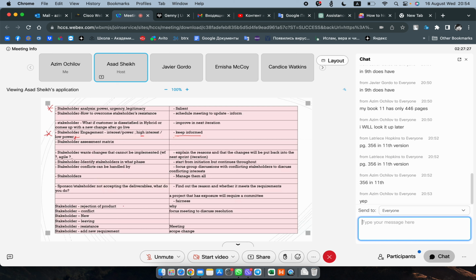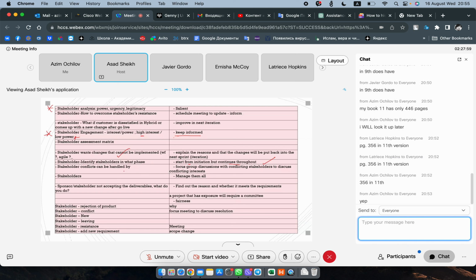Let's go back to this one, stakeholders. So we talked about stakeholders wanting changes that cannot be implemented. We said they're going to have to go to the next sprint. Okay, so we talked about that one. Identify stakeholders in what phase? When do we start to identify stakeholders? It's in the planning phase, but it can happen during execution. Yeah, exactly. Starting in initiation, it continues throughout. Just like lessons learned, just like risk.